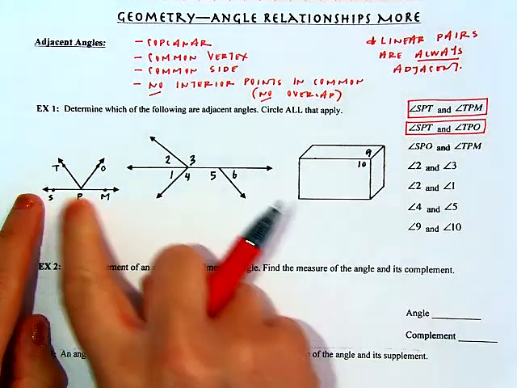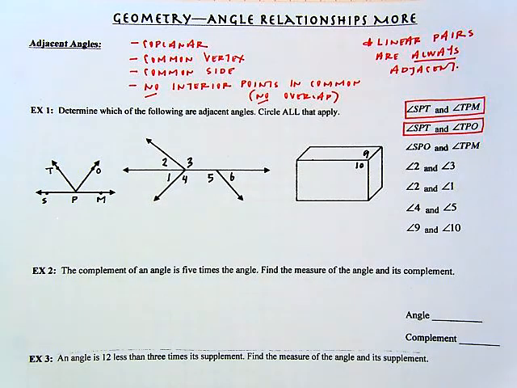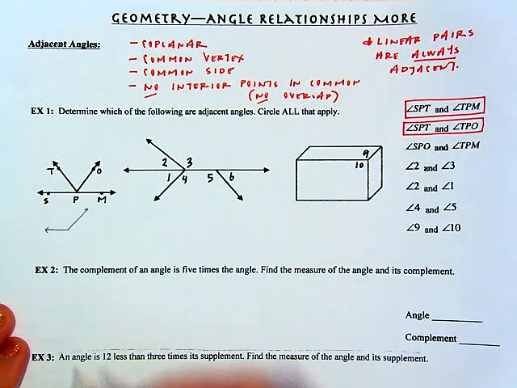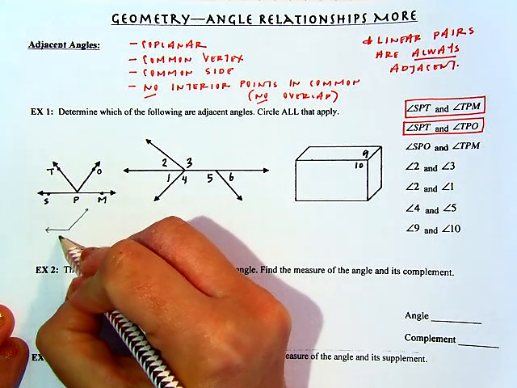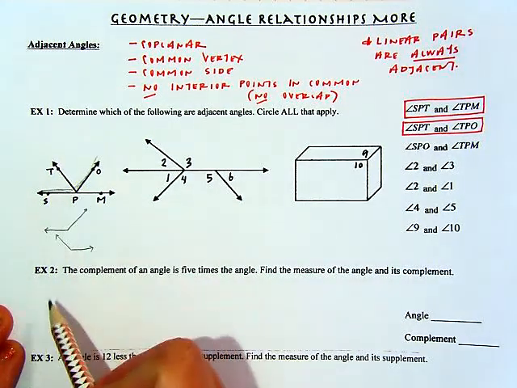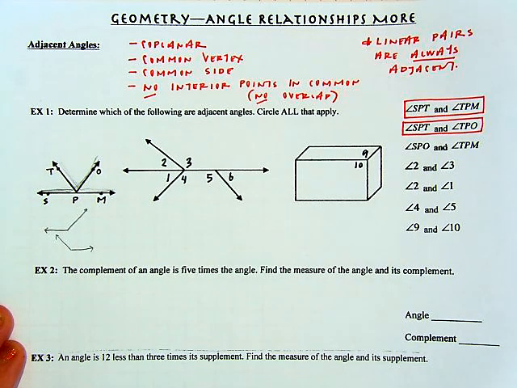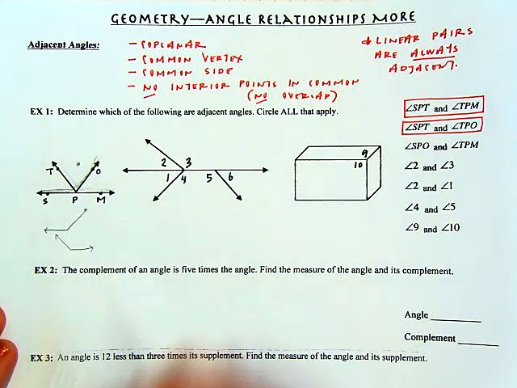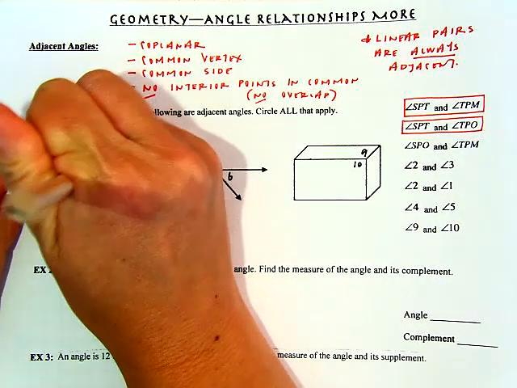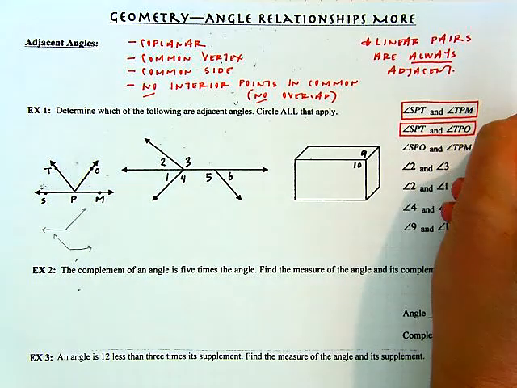How about SPO and TPM? Those would not be adjacent, really for two reasons. Let me just draw it out. SPO would look like that, and TPM would look like that. I'm just drawing them separately. I'm looking at this angle here and this angle here. They don't have that common ray, that common side, and if I picked a point right here, it would be in the interior of both angles. So not adjacent: it doesn't have a common side, and it also has interior points in common. So we're going to give that a big X, no.